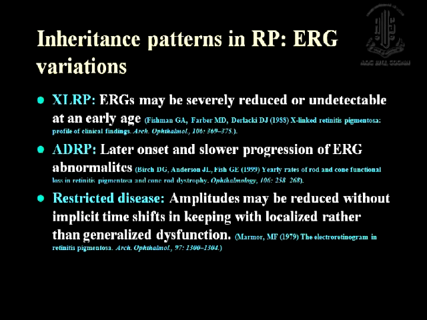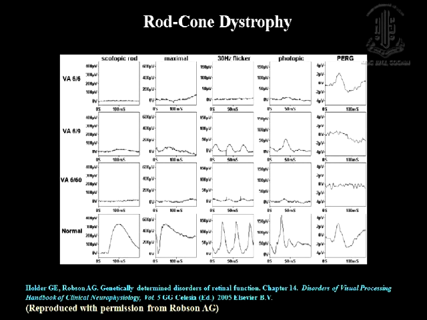Also, interestingly, ERG can tell us about the inheritance pattern in RP. For instance, in X-linked recessive RP, which is a severe type of RP, ERG is severely reduced or attenuated even at an early age, in contrast to autosomal dominant RP, where basically there is a later onset and slower progression of RP. And in restricted disease, you have amplitude reduction without implicit time shifts.